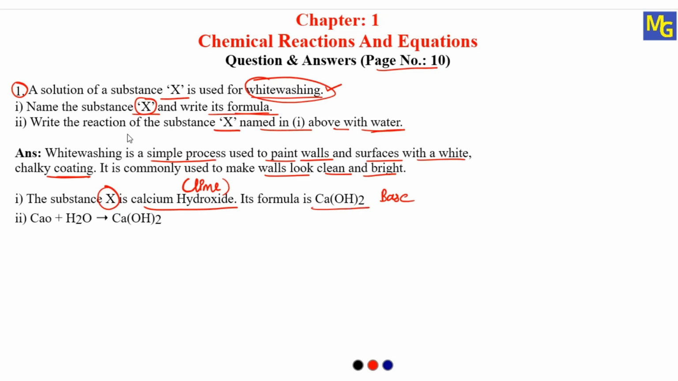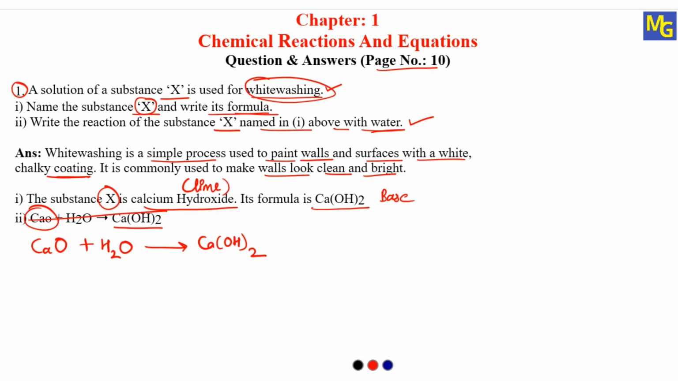And the second question is, we have to write the reaction of this X with the water. Whenever this lime is prepared, it will be prepared from calcium oxide. So let me write this formula correctly. Calcium oxide, O should be capital, reacted with water as they have asked in the question. And here we will get calcium hydroxide, that is Ca(OH)2. So this is the answer for question number 2. Write the reaction of substance X named in one above with water. I hope you understand the answer of this question number 1.